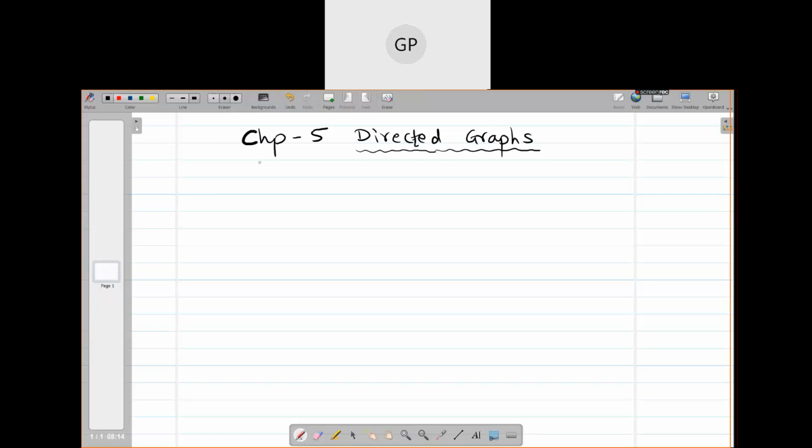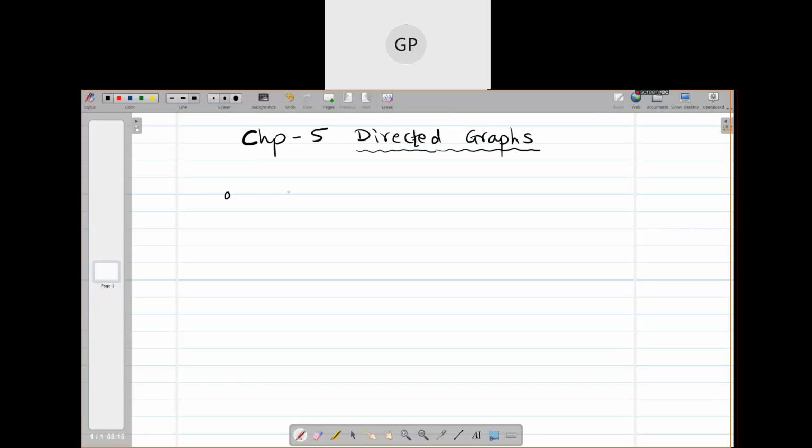Now, what is the difference between an undirected graph and a directed graph? So far, whatever graphs we have seen, those were undirected graphs because they did not have any direction. No edge had a direction.